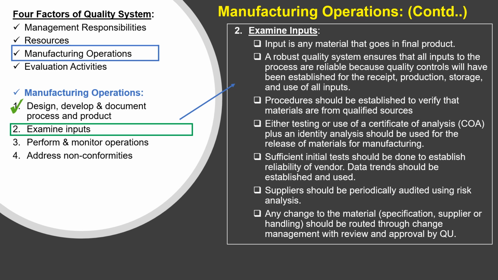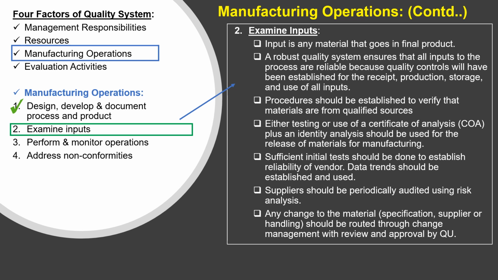Procedures should be established to verify that materials are from qualified sources. Either testing or use of a certificate of analysis plus an identity analysis should be used for release of material for manufacturing. Sufficient initial tests should be done to establish reliability of a vendor.